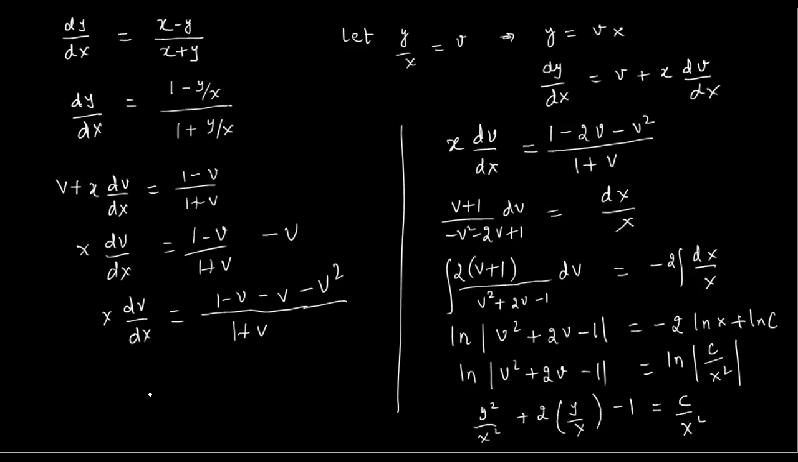Now multiply both sides by x square, we get y square plus 2xy minus x square equal to c. And this is the required solution of the given differential equation.